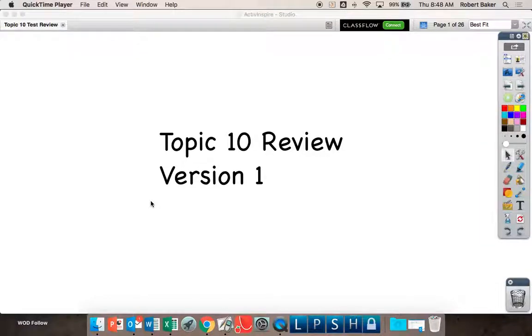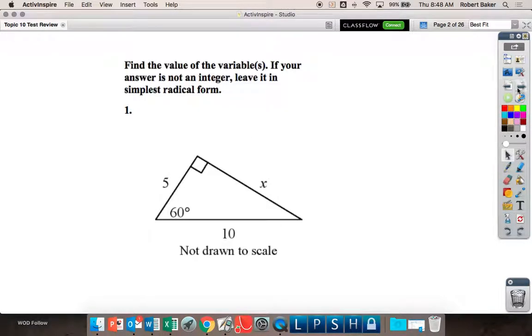All right, so review the topic 10 review version 1. Make sure that if you're in first year, you're watching this, not fifth. Here we go. It says find the value of the variables. If your answer is not a whole number, leave it in its simplest radical form.